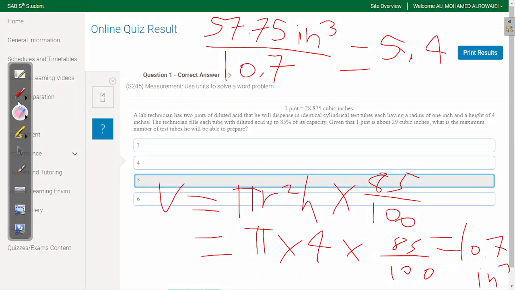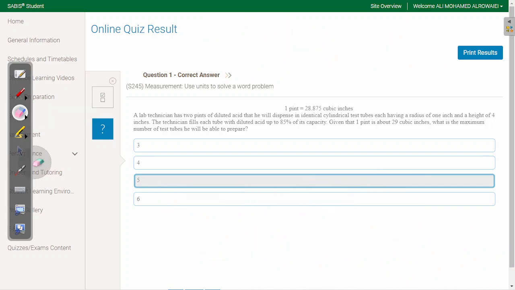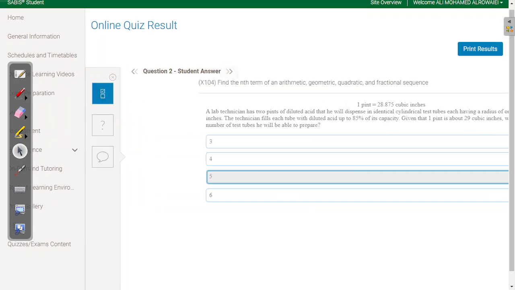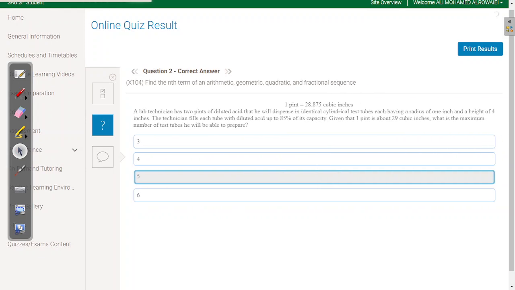So basically you just divide the total volume by the volume in each test tube.